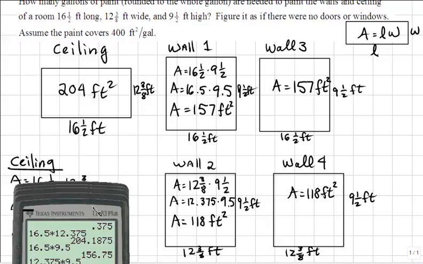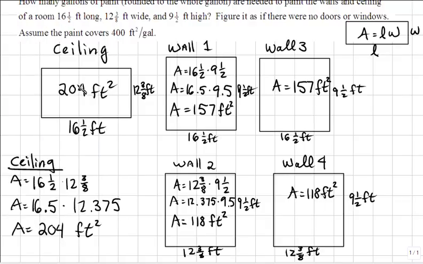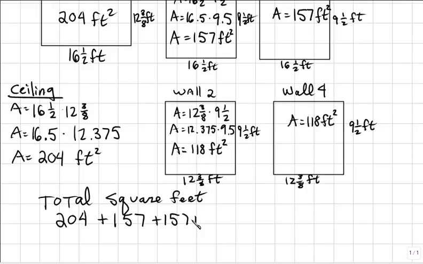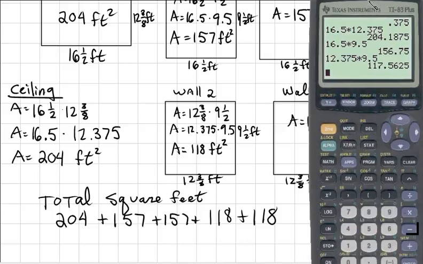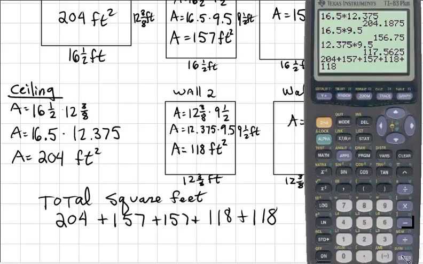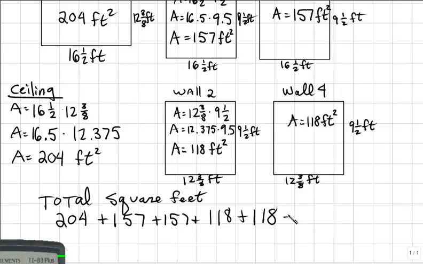Let's find now the total of the square footages of all of our four walls and ceiling. So the total square feet would be the ceiling, which is 204, added to wall 1 and wall 3 would both be 157, added to our second and fourth walls, which are both 118. So using our calculator, we would get 204 plus 157 plus another 157 plus 118 plus another 118. This comes to a total of 754 square feet that we would need paint for.